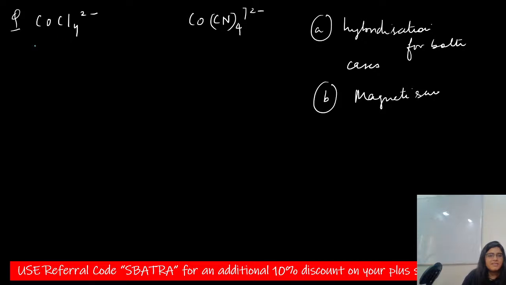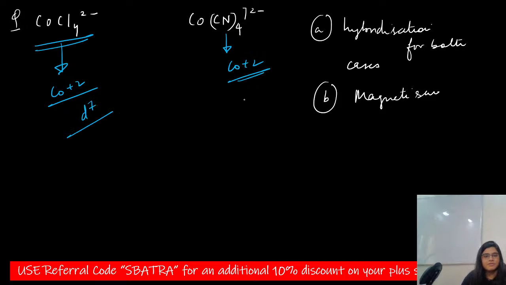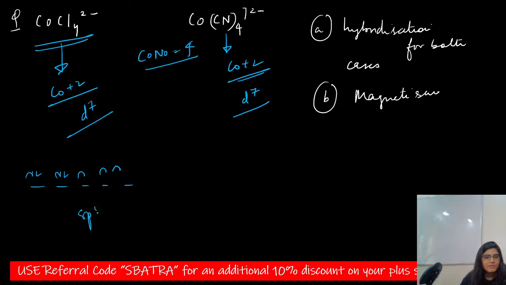In this particular complex, the oxidation state is +2 over here, so this is a d7 system. This is also a d7 system. The coordination number is 4 in this d7 system, so I'll fill the electrons: 1, 2, 3, 4, 5, 6, 7. There is no possibility of pairing over here because these are weak field ligands, so the hybridization will be sp3.